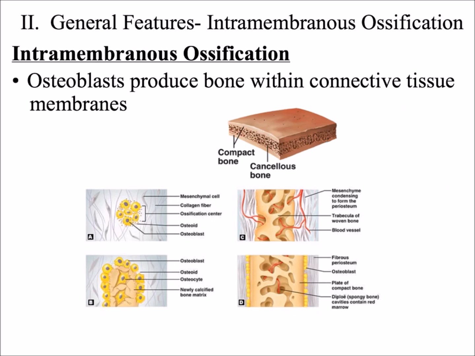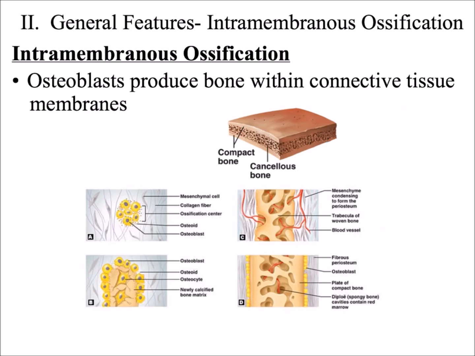All right, so taking a closer look at intramembranous ossification, forget about all of this information here. That's not the important part. The important part, or what you have to understand, is that intramembranous ossification is the process of making bone between connective tissue membranes. And the result of making bone within connective tissue membranes is this classification of bone right here called a flat bone. So intramembranous ossification is responsible for making flat bones.